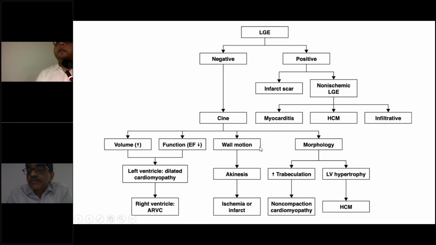The next thing we need to look at is the wall motion. If we find that there is an akinetic segment confined to one vascular territory, then this is a case of ischemia. The next is we need to look at morphology, and if we find that trabeculation is increased and the ratio of non-compacted to compacted myocardium is more than 2.3, then we are dealing with a case of non-compaction cardiomyopathy. And if we find the typical pattern of LV hypertrophy, then we are dealing with a case of hypertrophic cardiomyopathy.